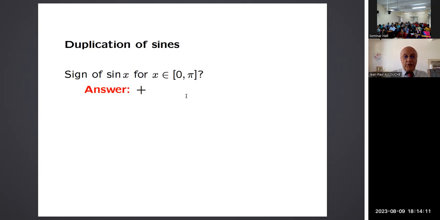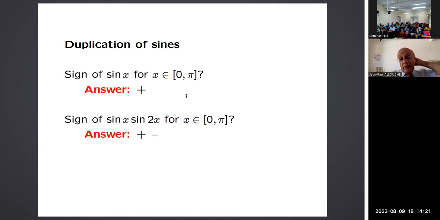Now I'm going to duplicate this sine function and look at the product sine x times sine 2x, okay? And again, look at the signs on the same interval, x between 0 and pi. It's not difficult to see that the previous interval is going to be split into two sub-intervals, and the sign is going to be plus on the first half and minus on the second half. Okay, so nothing very deep in that.